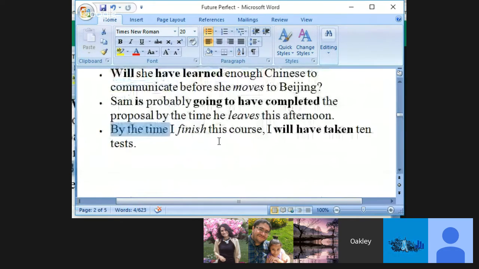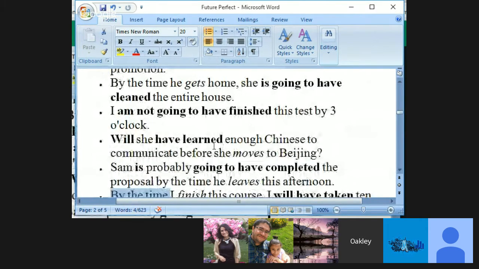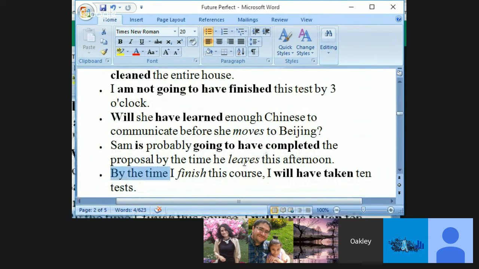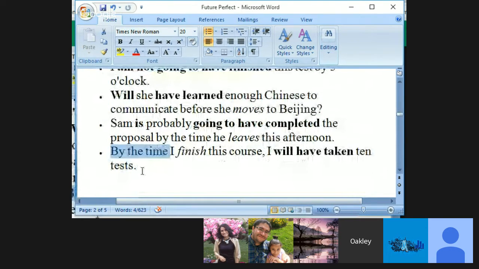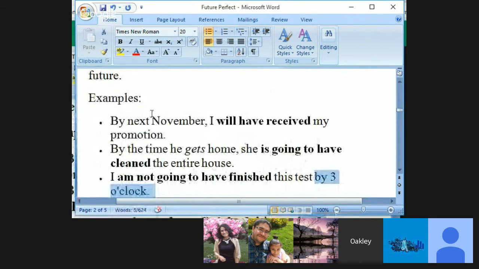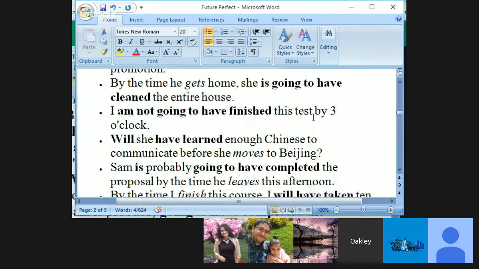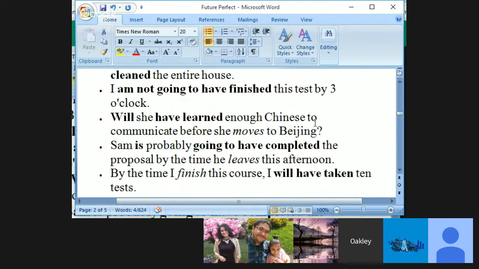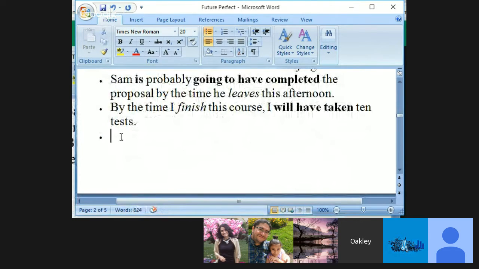Okay. So looking at these examples, I would like you to attempt, to the best of your ability, to form a sentence which expresses the idea that one action will happen before the other action. You're going to have to use either two clauses because you have two actions, or you're going to have to use a time phrase like by 3 o'clock, by next November. If you choose to use a time phrase, remember it has to be specific. All right, let's give it a shot.